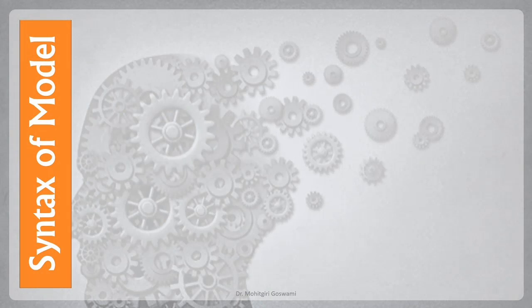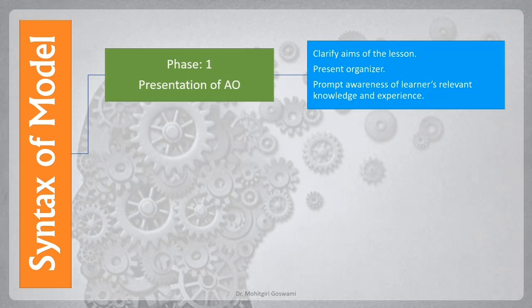Syntax of the model. The Advanced Organizer model can primarily be divided into three phases. The first phase is presentation of Advanced Organizer. Here, the teacher will clarify the aims of the lesson. It is believed that if the students are aware why they are learning the lesson, it will be more helpful to them to learn the lesson. Then the teacher will present the organizer and prompt awareness of learners' relevant knowledge and experience. Here the teacher will connect their previous knowledge to the new knowledge.